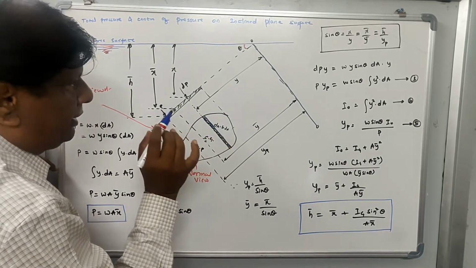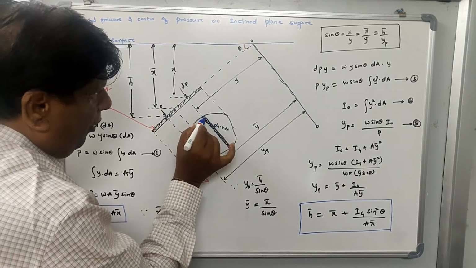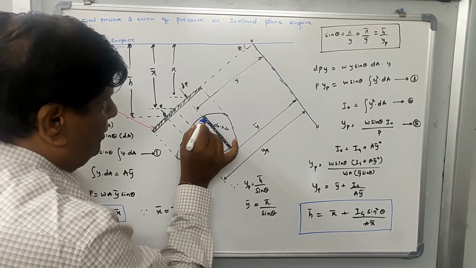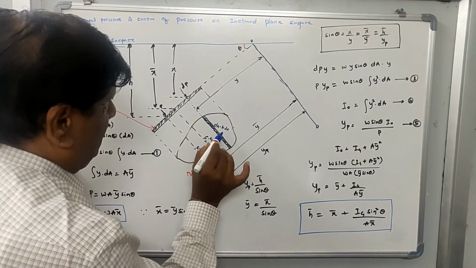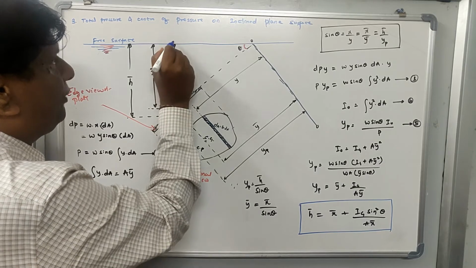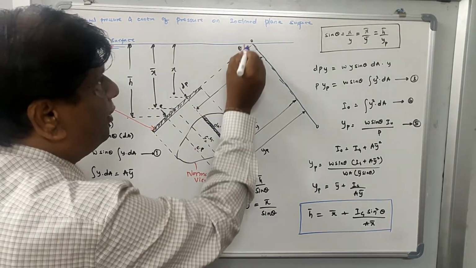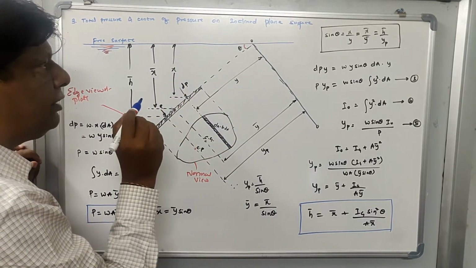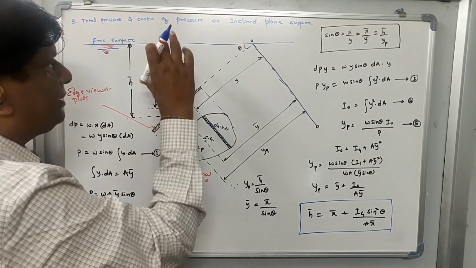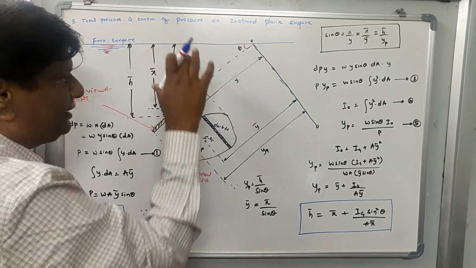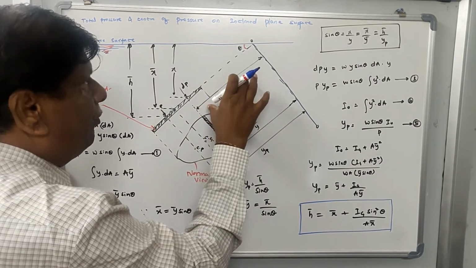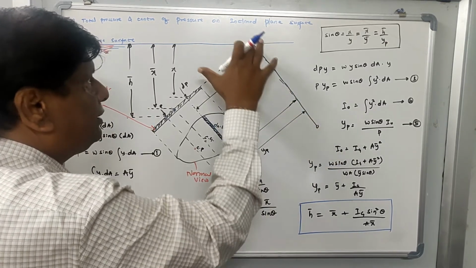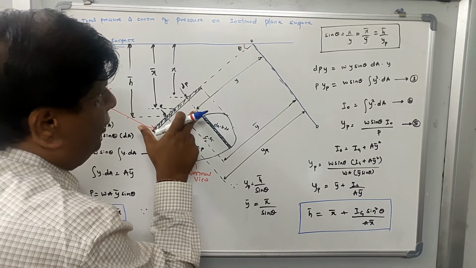Let us consider a small strip of this plate. The strip which we have considered for the analysis purpose is at a depth of x from the free surface and at a depth of y from the axis OO. What do x and y represent? X represents the vertical height between the free surface and the strip. Y is also a depth, but it is the depth between the axis OO and the strip.